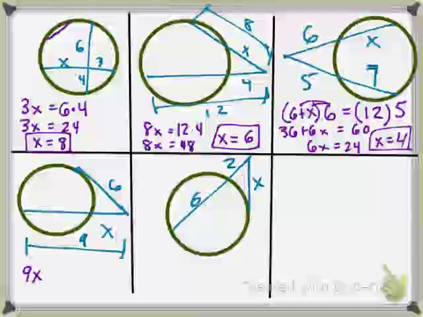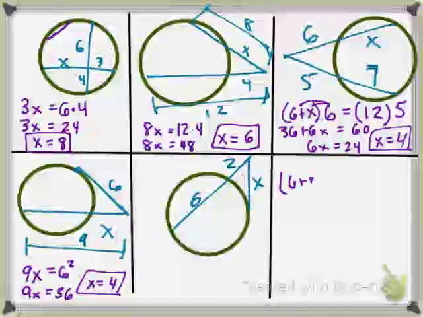Then we also have a tangent. What's our rule for the tangent? Square it. There's nothing else to multiply it by, so we'll just multiply it by itself. So 6 squared. What is 6 squared? 36. So x is 4. And for this final one, what would we do for the secant? 6 plus 2 times 6. 2. And then for the tangent, x squared.